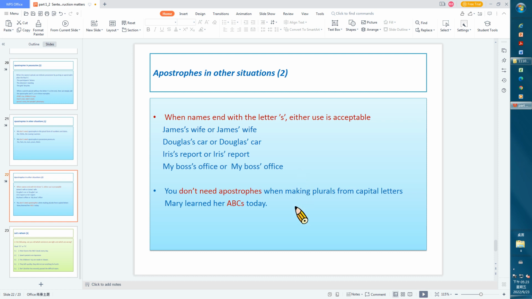You don't need apostrophes when making plurals from capital letters. For example, Mary learned her ABCs today.